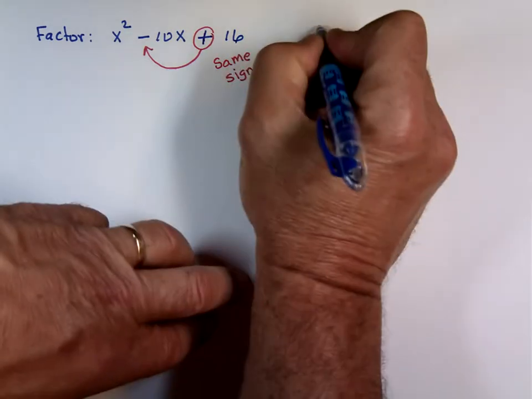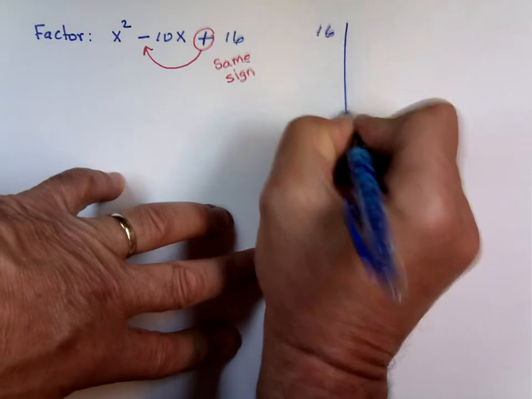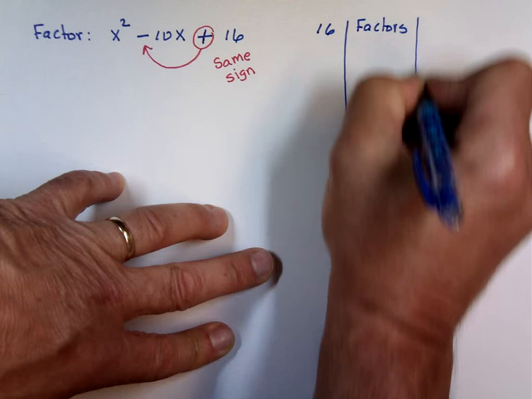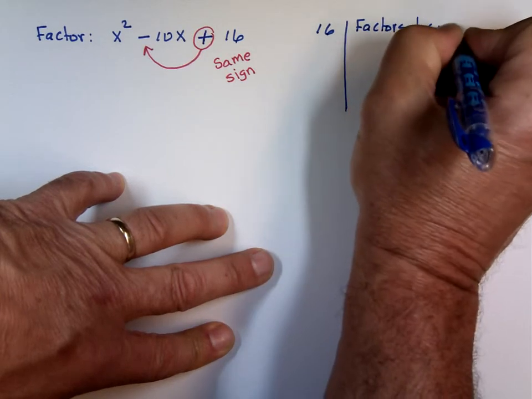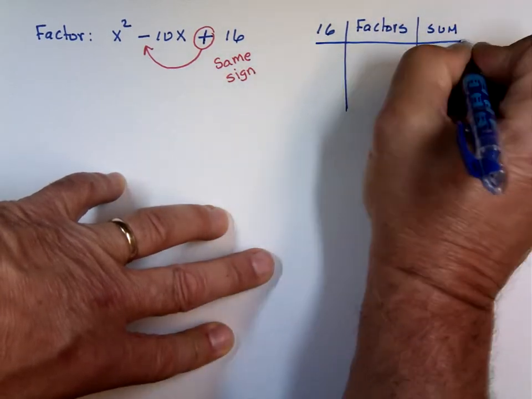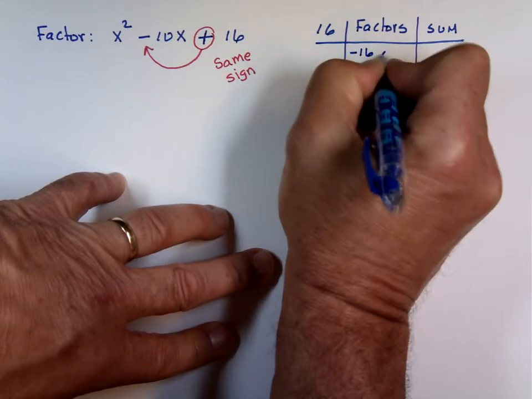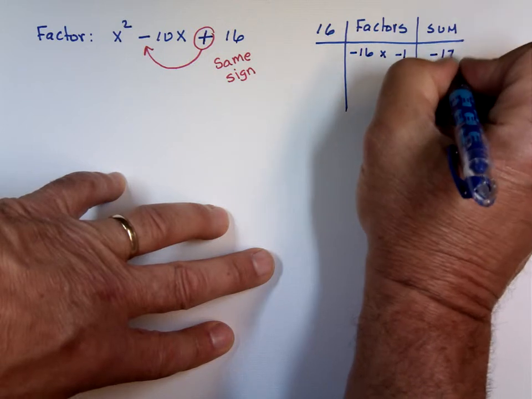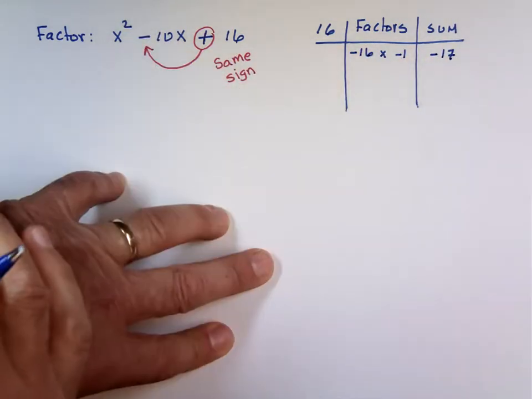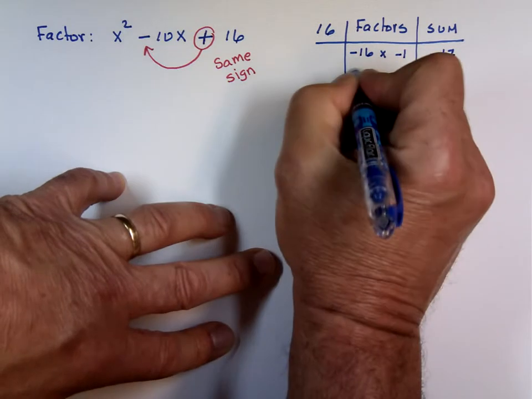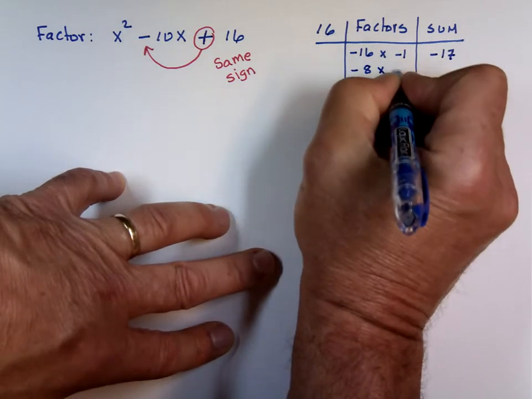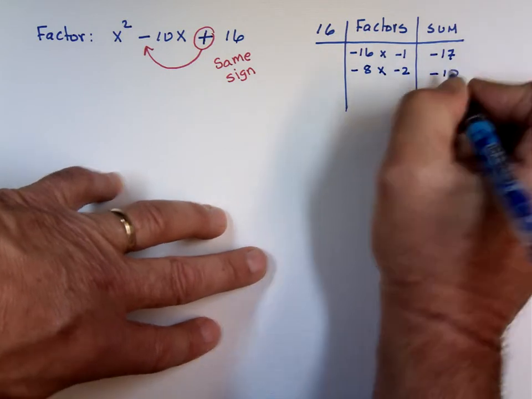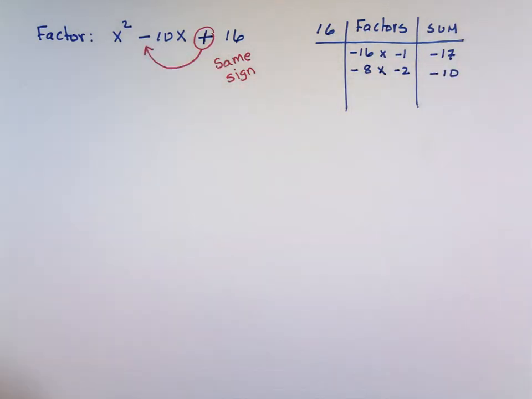Here's the 16. The factors and the sum. The sum of the factors. 16 could be negative 16 times a negative 1. When I add them, the sum is negative 17. Not good. I want it to be negative 10. Could be negative 8 times a negative 2. When you add them, what's the sum? Negative 10. Perfect.